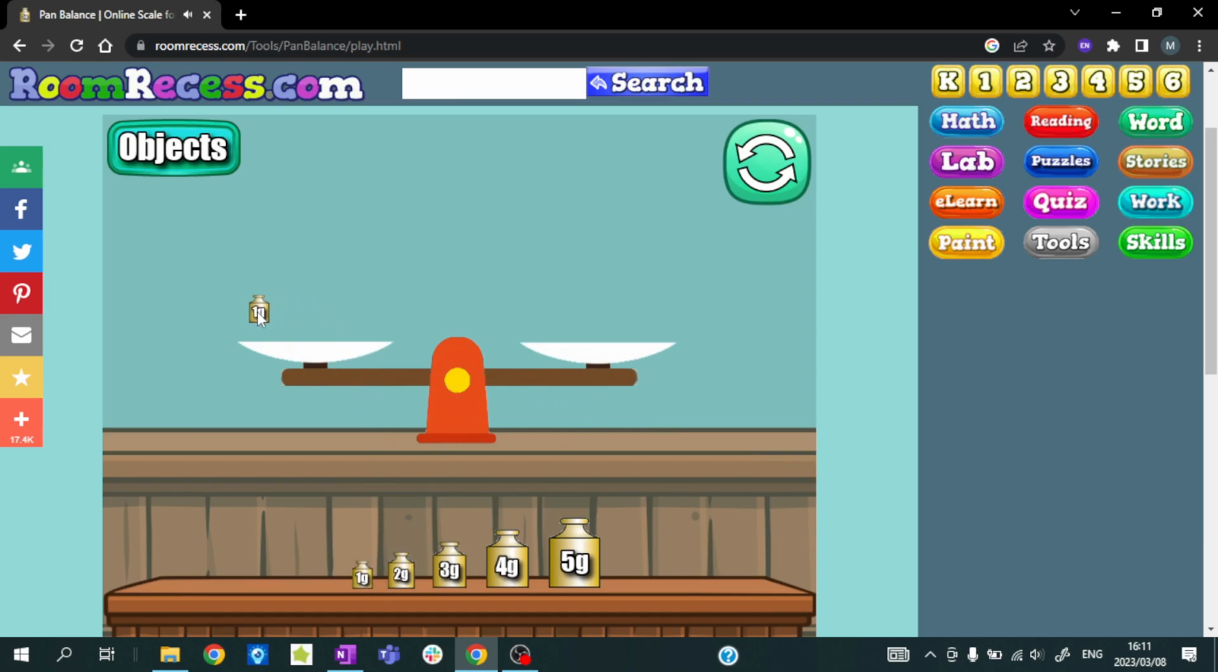So if we add 1 gram to the left-hand side, we can see that the scale is not balanced anymore. And when we add 1 gram to the right-hand side, we can see that it is balanced again. So this represents an equation. When we've got an equation, we can imagine that right here in the middle, where we've got this red axis, that is your equal sign.